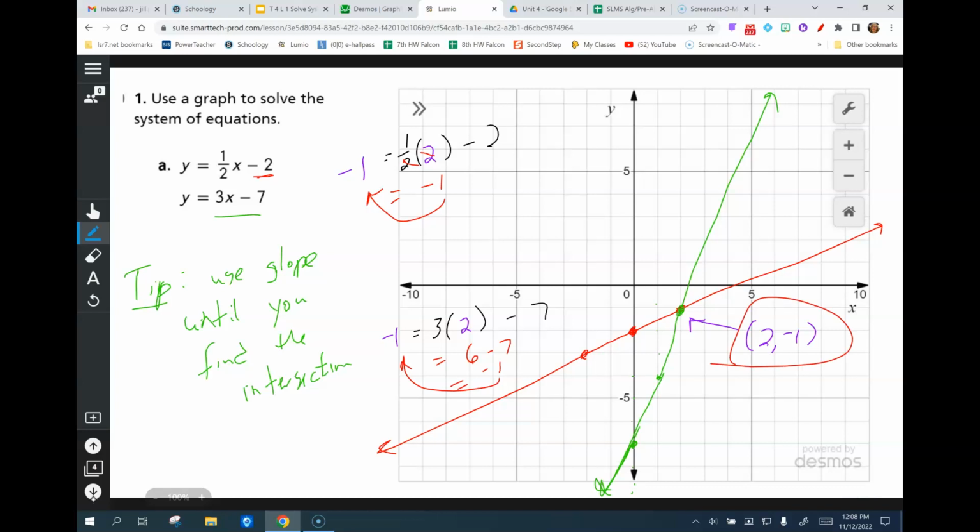So this is my tip, and I'm going to tell you my tip again. Graph it, but keep on going with slope until you find out where they intersect. Good. Let's go to the next one.